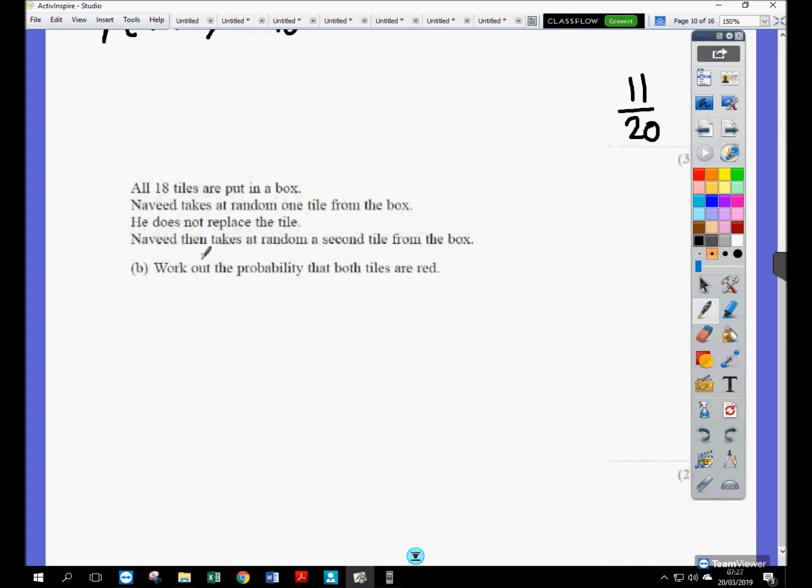Now all 18 tiles are put in the box. If all 18 tiles are put in the box together, then that means we now know the probability of red has to be the 7 red plus 5 red. So there's now 12 red out of 18. And that means white must be 3 add 3, which is 6 out of 18.